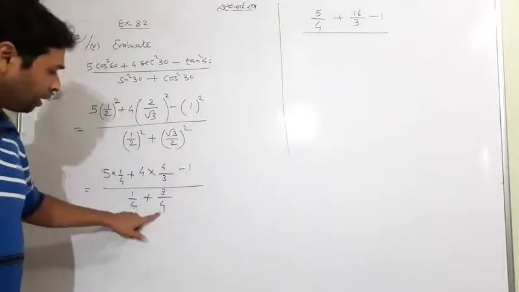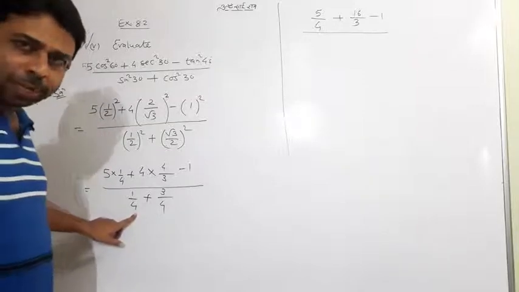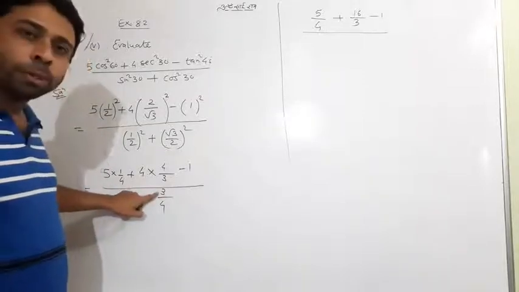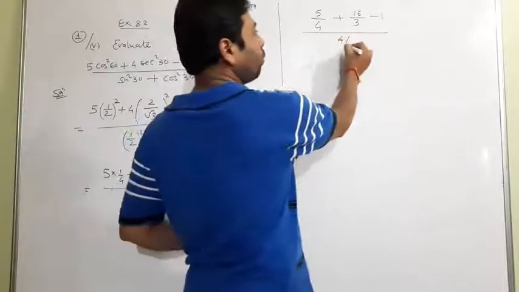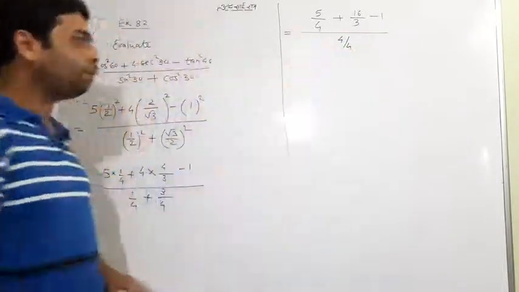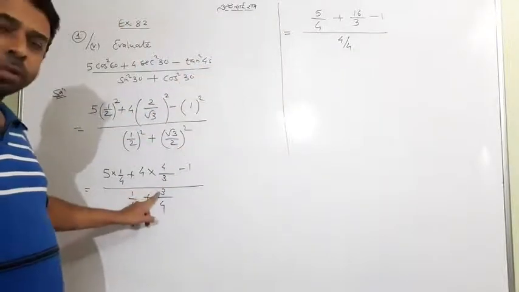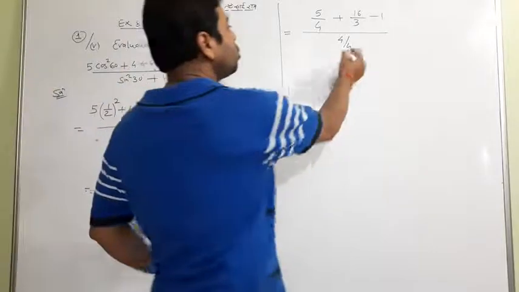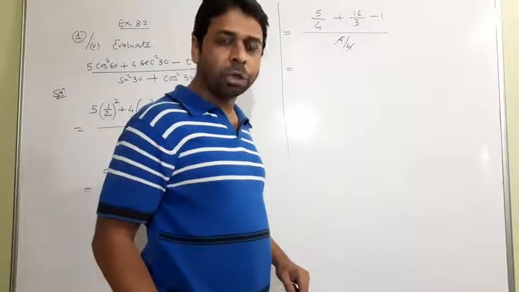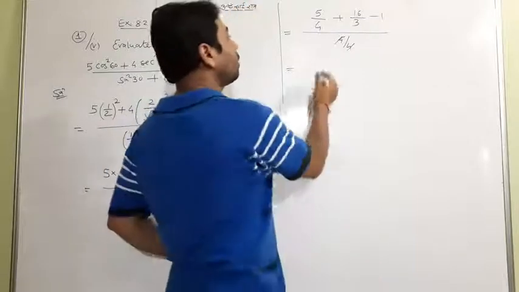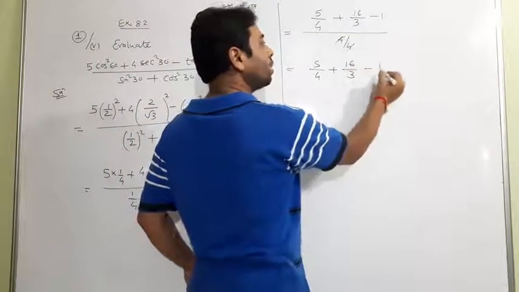One can see very simply that these two have a 4, so the LCM is the same, 4. So 1 plus 3 will be 4, and 4 by 4 is 1. So this is actually 4 by 4, because by taking the LCM you get 1 plus 3, meaning 4 by 4. These two will cancel, and a 1 remains in the denominator, which need not be written again and again. So we'll write only 5 by 4 plus 16 by 3 minus 1, upon 1.